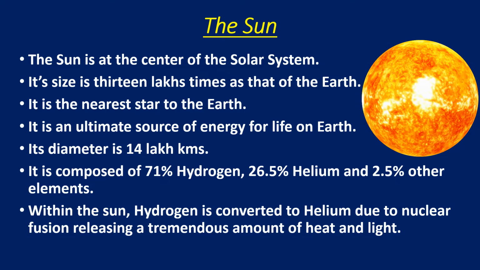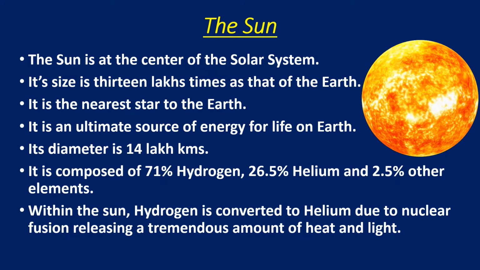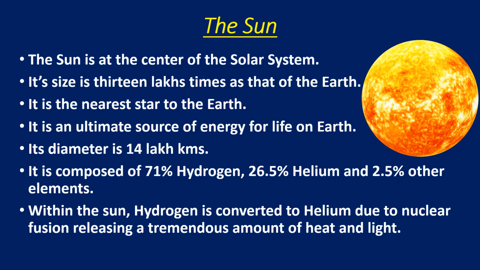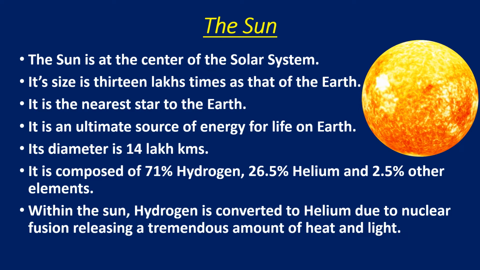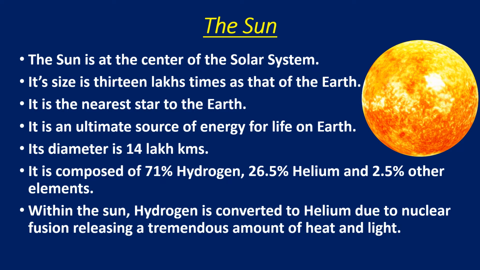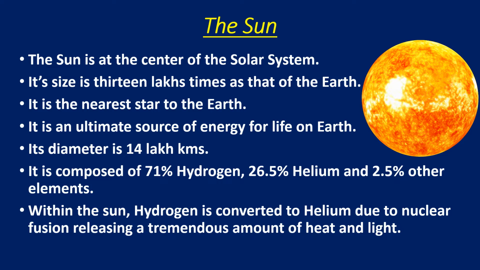The Sun. The Sun is the center of the solar system. Its size is 13 lakh times that of the Earth. It is the nearest star to the Earth. It is an ultimate source of energy for life on Earth. Its diameter is 14 lakh kilometers. It is composed of 71% hydrogen, 26.5 percent helium and 2.5 percent other elements.